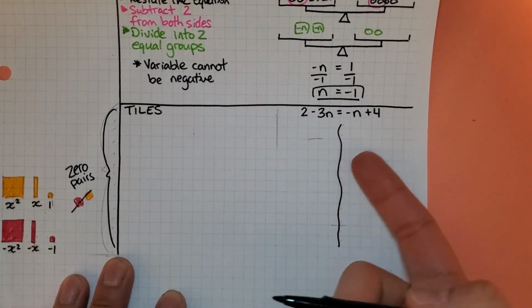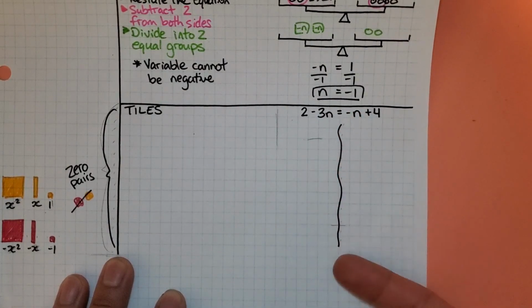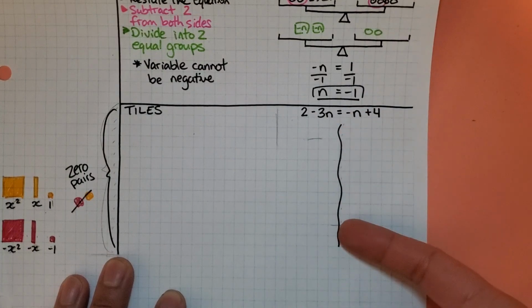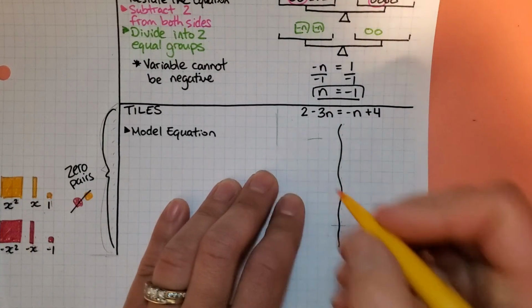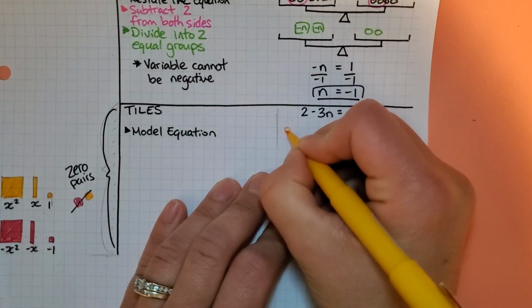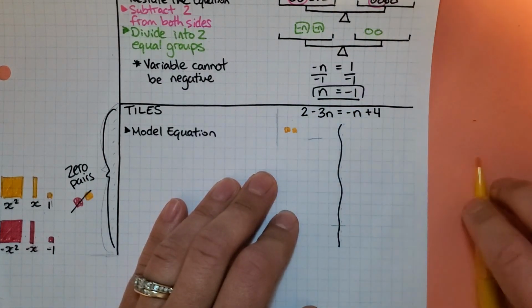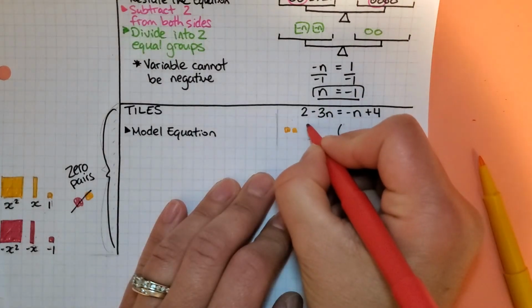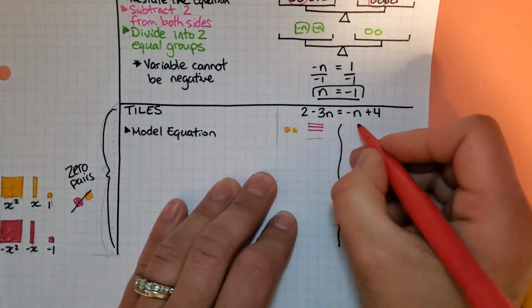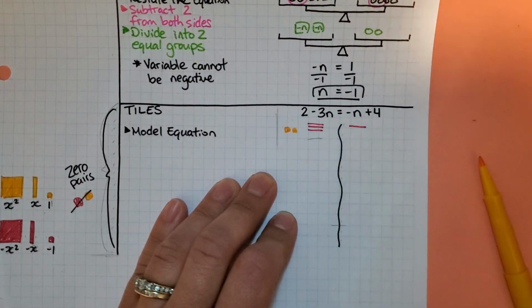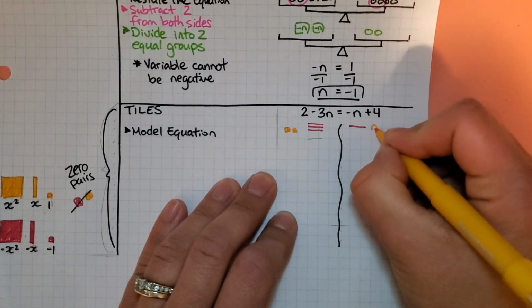So we're going to solve with algebra tiles. I put a squiggle down the middle. That represents the equal sign. And then the first step is to model the equation. So we have 2 little constants and then 3 negative n's, 3 negative rods. And then on the other side, we only have 1 negative rod and 4 little constants.